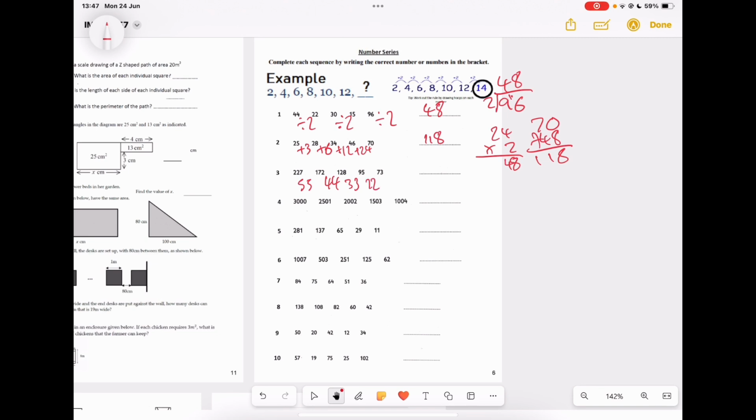So then what we're going to do is 73, well, I'll just add minus. So 73 minus 11 is going to be 62. Okay, I'll just clear a bit of space.